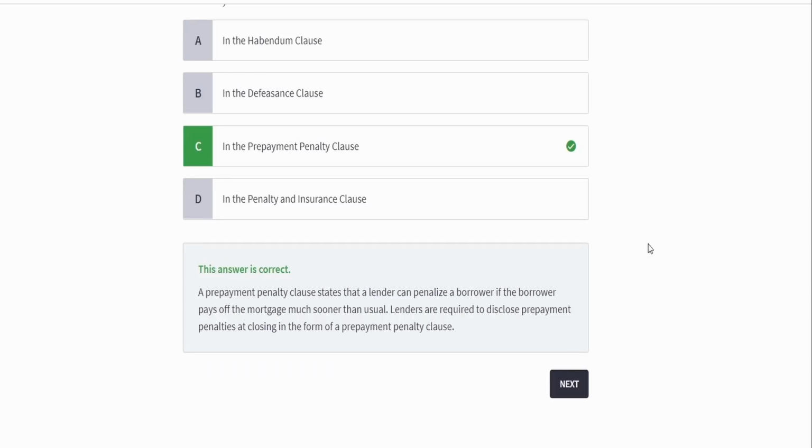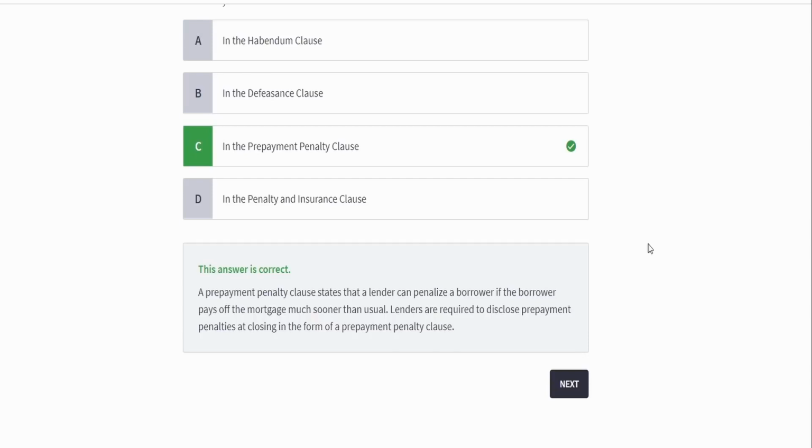But yeah, the prepayment penalty clause states that a lender can penalize a borrower if the borrower pays off the mortgage much sooner than usual. Lenders are required to disclose prepayment penalties at closing in the form of a prepayment penalty clause.